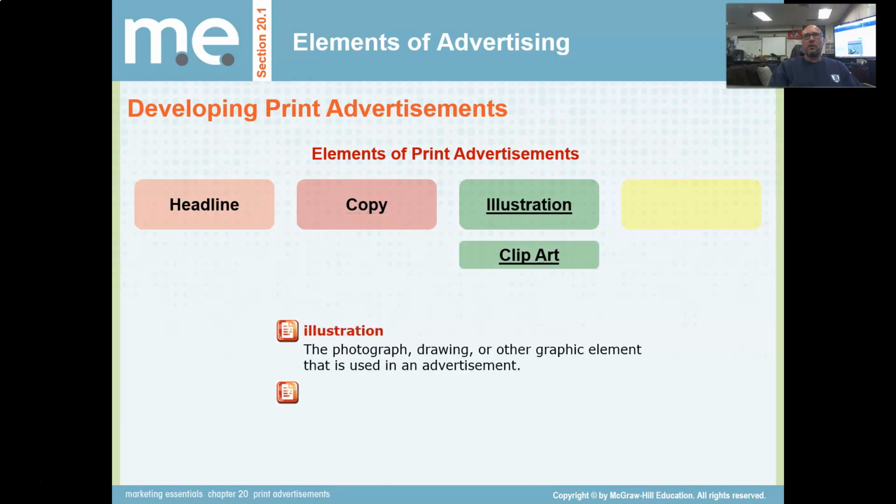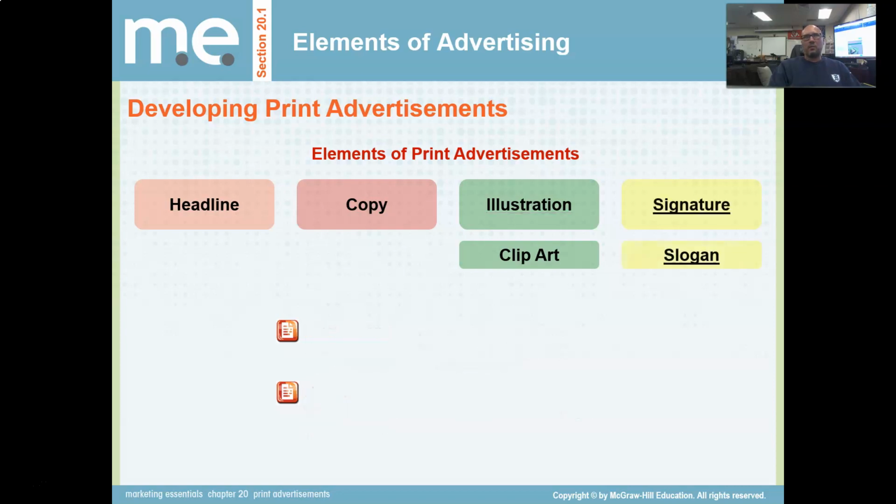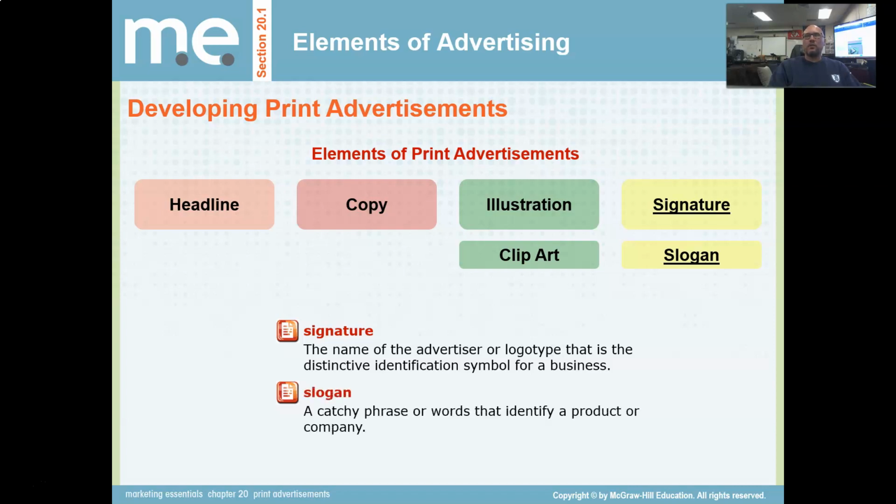Illustration and clip art are related, so the definition of that: the photograph, drawing, or other graphic element that is used in an advertisement. And then you've got clip art, which is inexpensive or free images, stock drawings, and photographs. And then the last element of print advertisement is the signature or slogan. Definition of signature: the name of the advertiser or logo type that is the distinctive identification symbol for a business. And slogan could be a catchy phrase or words that identify a product or company. So for instance, Apple, Think Different.